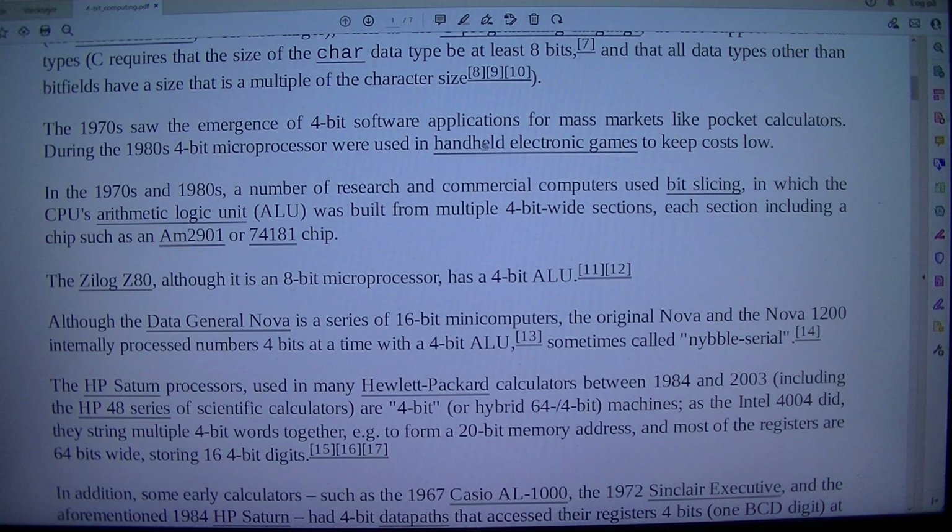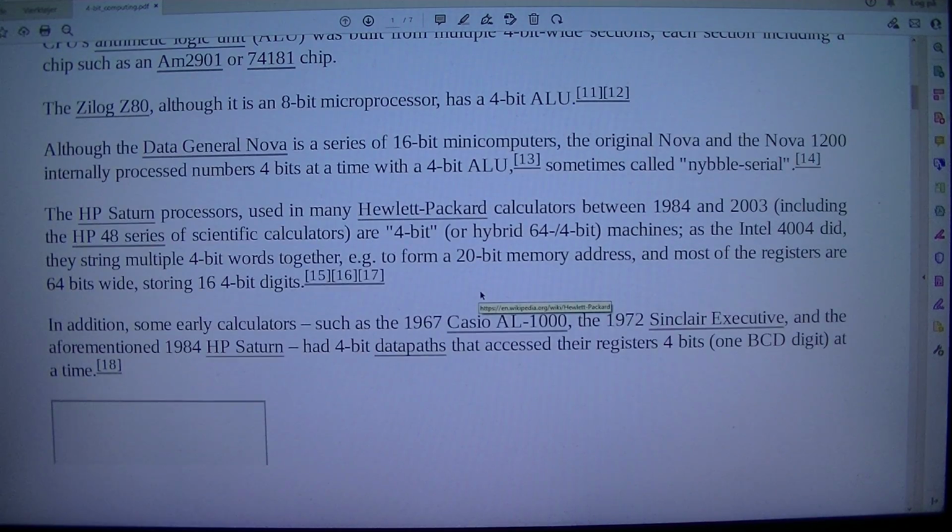During the 1980s, 4-bit microprocessors were used in handheld electronic games to keep costs low. In the 1970s and 1980s, a number of research and commercial computers used bit slicing, in which the CPU's arithmetic logic unit, ALU, was built from multiple 4-bit wide sections, each section including a chip such as an M2901 or 74181 chip. The Zilog Z80, although it is an 8-bit microprocessor, has a 4-bit ALU.